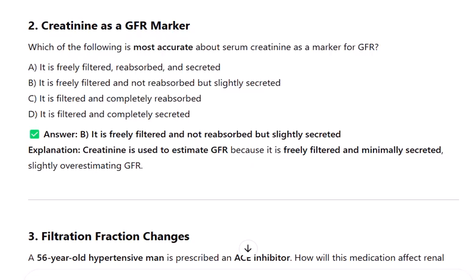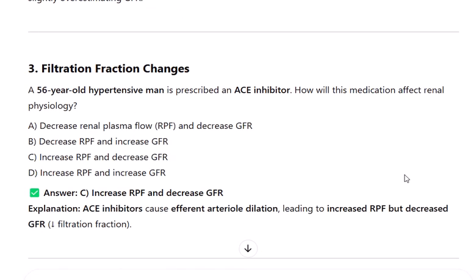3. Filtration fraction changes. A 56-year-old hypertensive man is prescribed an ACE inhibitor. How will this medication affect renal physiology? A. Decrease renal plasma flow, RPF, and decrease GFR. B. Decrease RPF and increase GFR. C. Increase RPF and decrease GFR. D. Increase RPF and increase GFR. Answer C. Increase RPF and decrease GFR. Explanation. ACE inhibitors cause efferent arteriole dilation, leading to increased RPF but decreased GFR and filtration fraction.